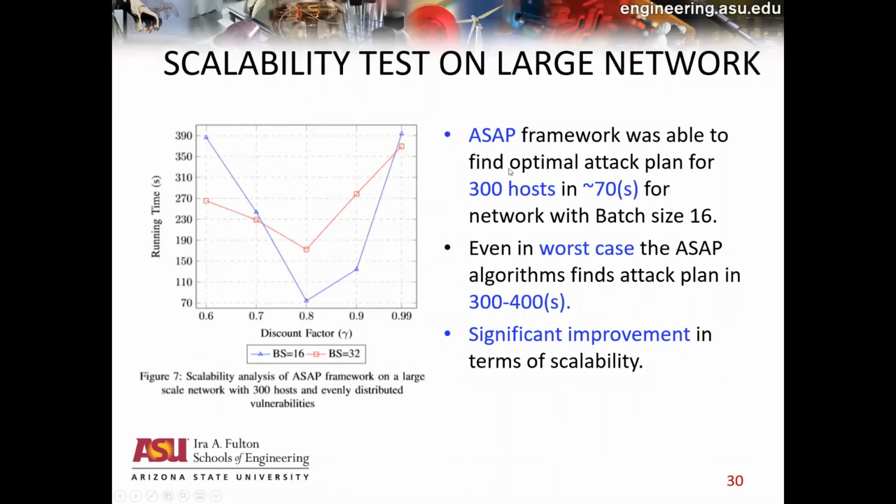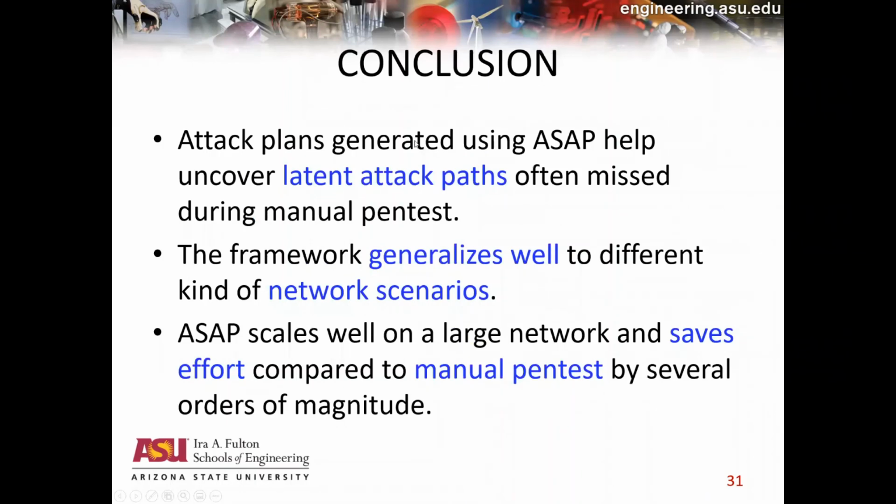And we analyzed the framework on a network of 300 hosts. It took us 70 seconds to come up with the optimal policy. And even in the worst case, basically, the running time was only up to 400 seconds, which is a significant improvement in terms of scalability compared to manual penetration tests. So basically, the ASAP framework is able to find out the hidden attack paths, which are often missed in manual penetration tests. It generalizes well to different networks, and it scales well on a large network as well.